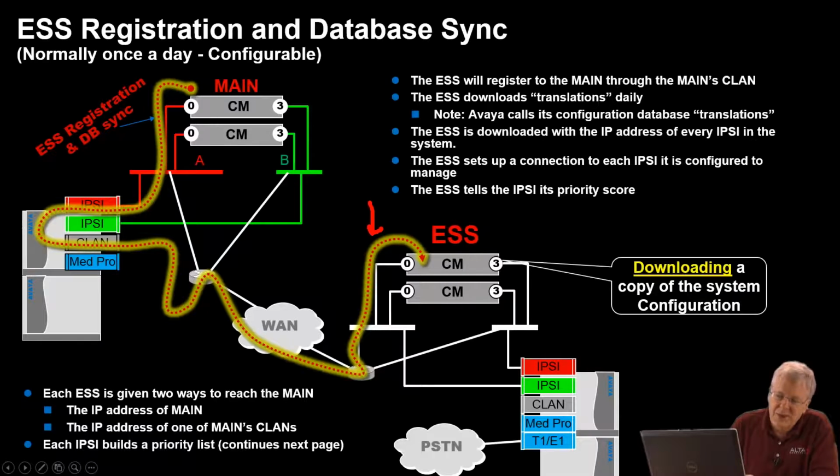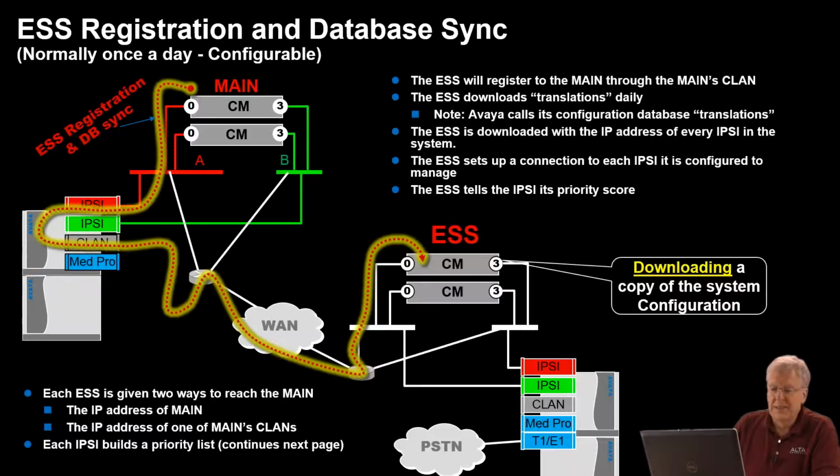This means that you really can't get directly to a communications manager. You have to go through a CLAN. So a CLAN referenced by an IP address would have to be configured in the communications manager in the ESS so that it would know how to communicate with main. Now, you don't have to choose just one CLAN. You can back up with another if you want to.